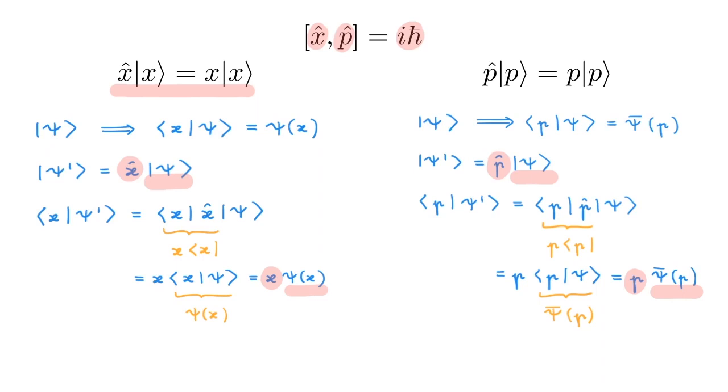In the rest of this video, we will consider the much harder question of what happens when I act with the momentum operator and I want to describe that action in the basis of the position operator, or vice versa. What happens when I act with the position operator and I want to represent that action in the basis spanned by the momentum eigenkets?